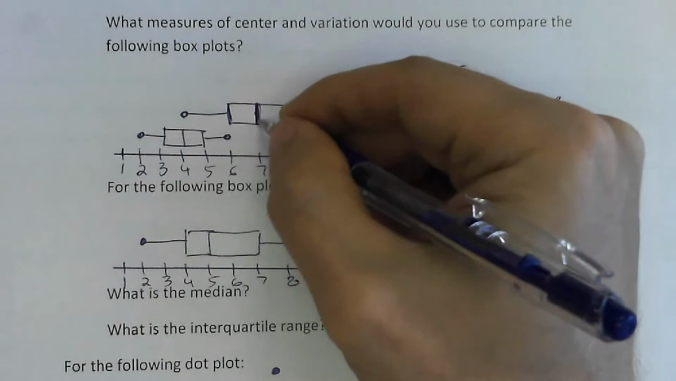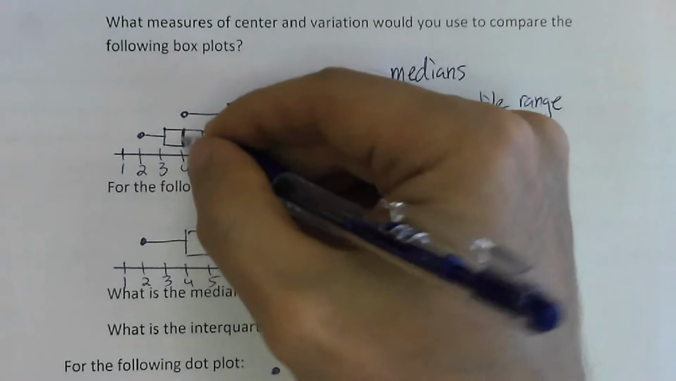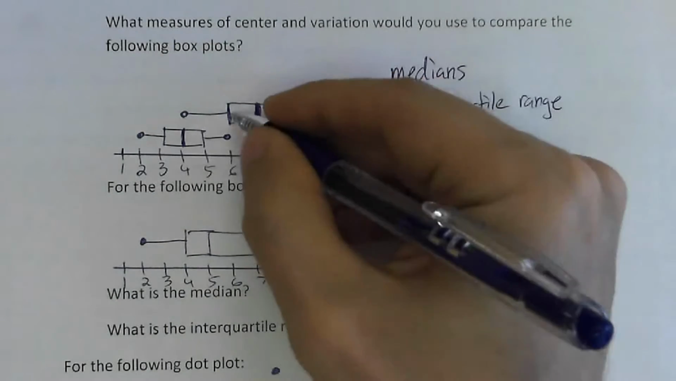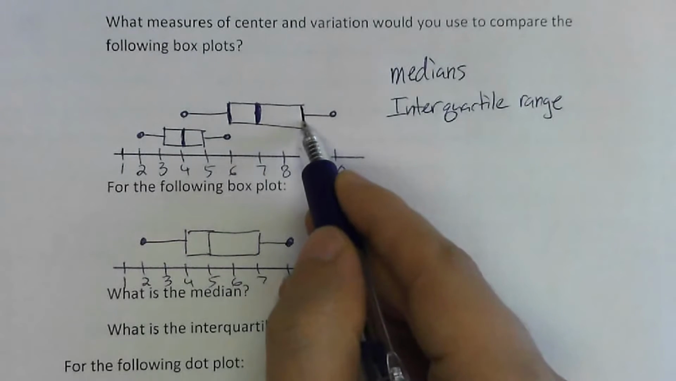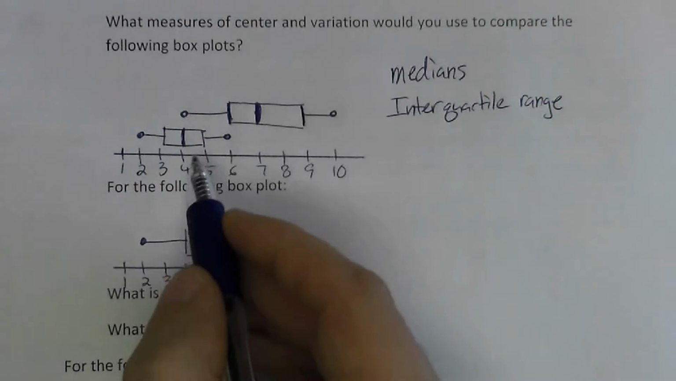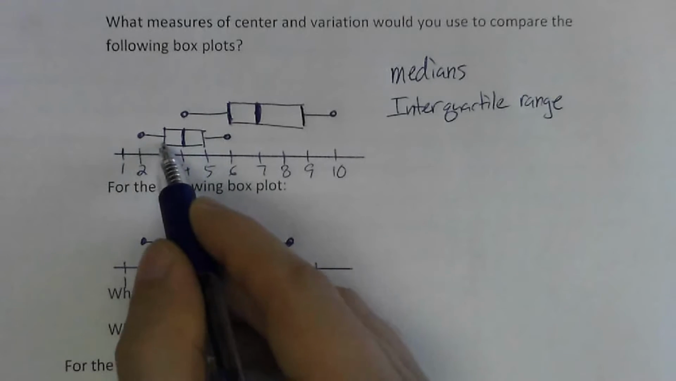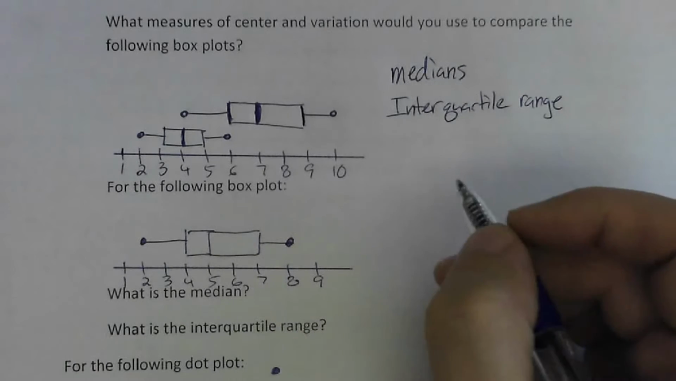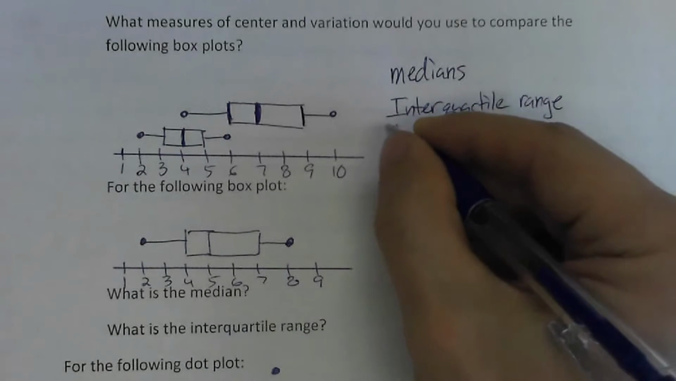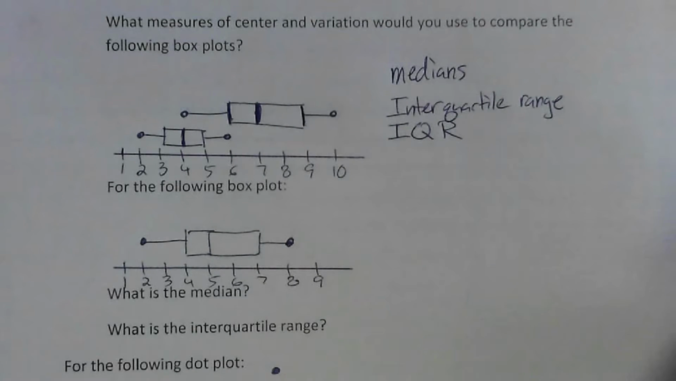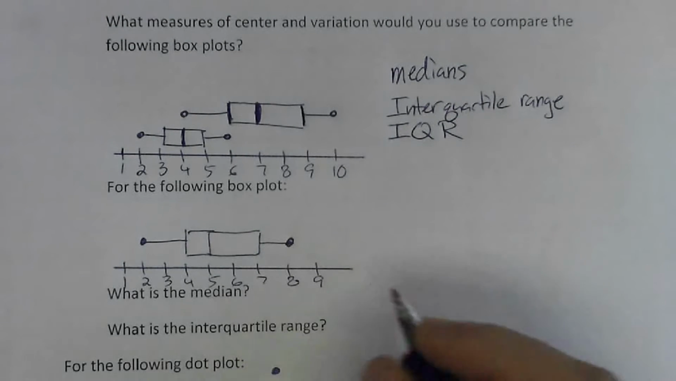So the median, in this case, would be the 7, and in this case would be the 4, and the interquartile range is going to be this minus that, from this end of the box to that end. So in this case, 9 minus 6, it would be 3, and in this case, 5 minus 3, so it would be 2. By the way, if you want to, interquartile range, I'll let you use that as an abbreviation.